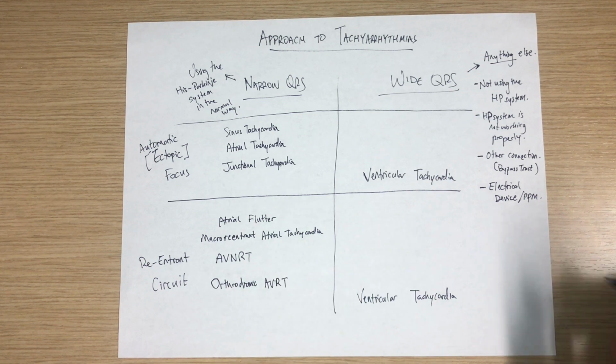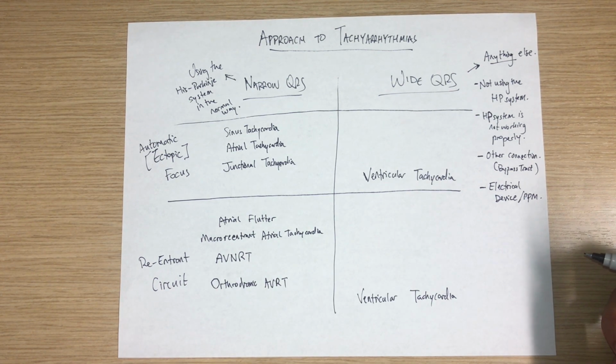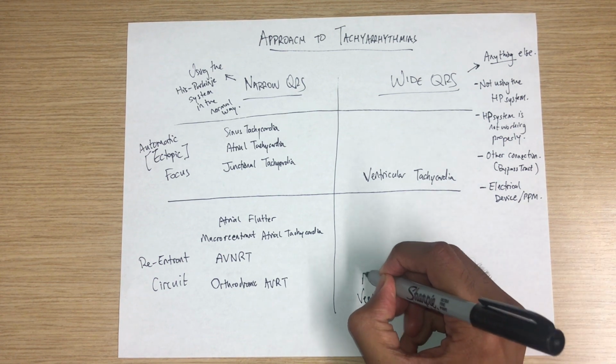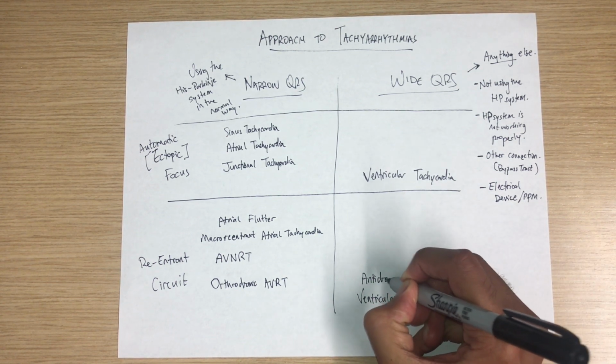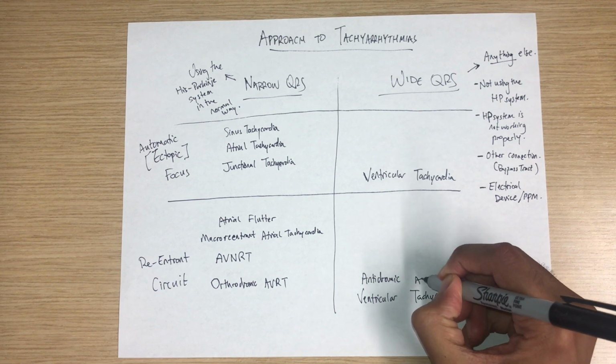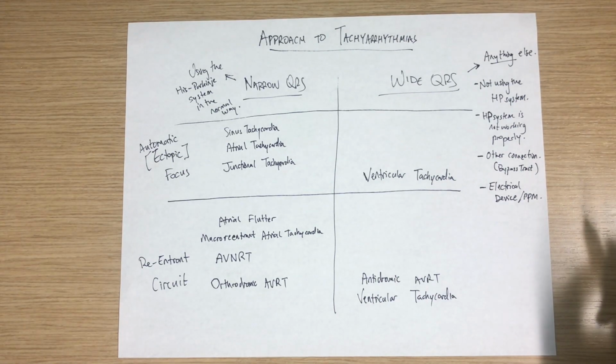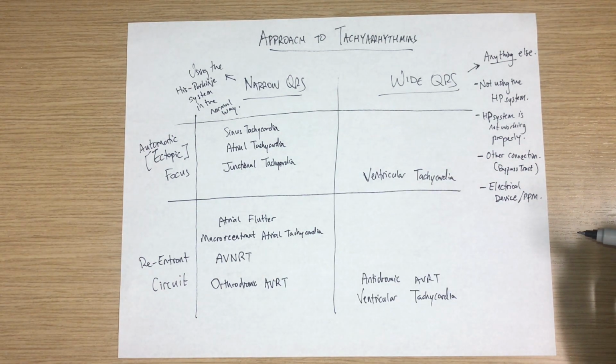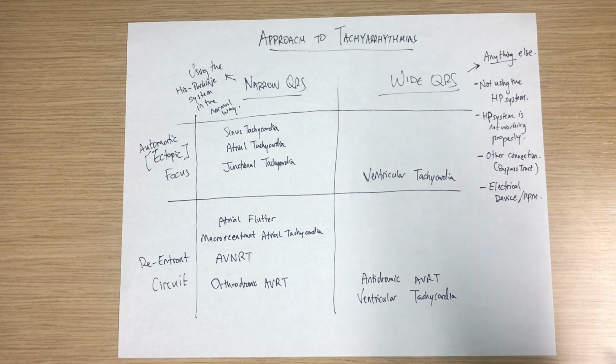AVRT. On the other hand, if you use the bypass tract going down and the His-Purkinje system going up, then that will result in a wide QRS, and the name for that is an antidromic AVRT. So these are the basic rhythms that you may see, and whether or not they have narrow or wide QRS.